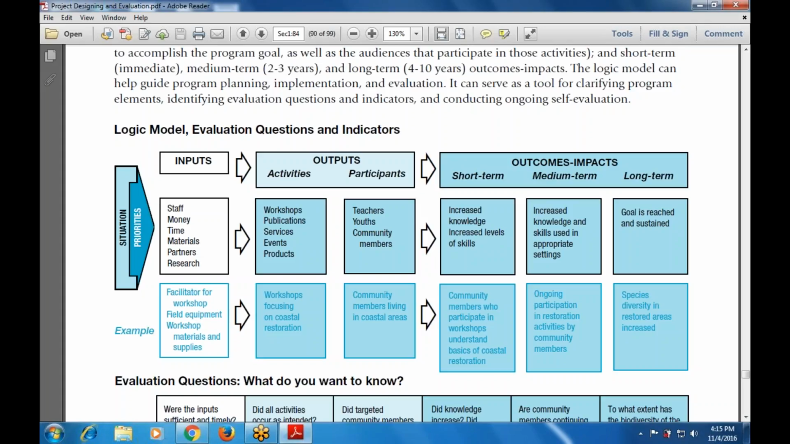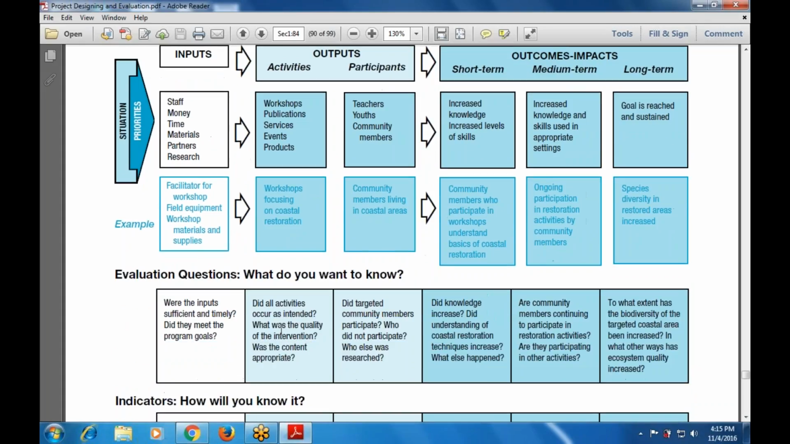The next is the evaluation questions. What do you want to know? What do you want to get? So these are the evaluation questions. Were the inputs given sufficient and timely? Did they meet the program goals? Did all the activities occur as intended? What was the quality of the intervention? Was the content appropriate?